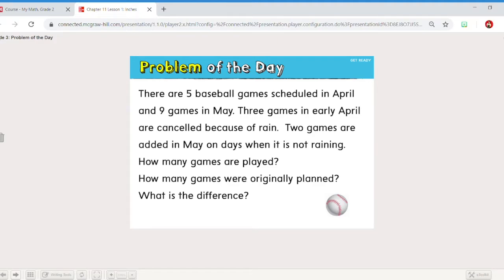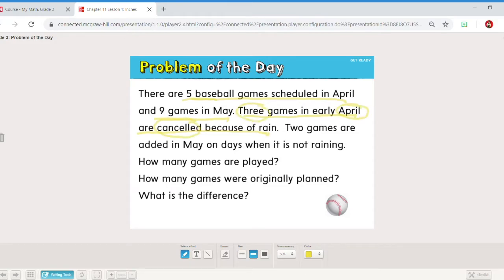This is a word problem, so I'm going to get my handy-dandy highlighting tool out so we can pull out all the important information. Here we go. There are 5 baseball games scheduled in April. So I'm going to highlight that. And 9 games in May. 3 games in early April are canceled because of the rain. I'm going to circle canceled in April and 3 because those are kind of important. 2 games are added in May when it is not raining.